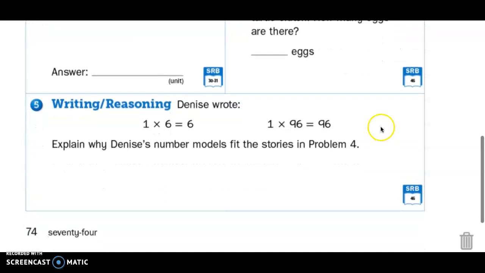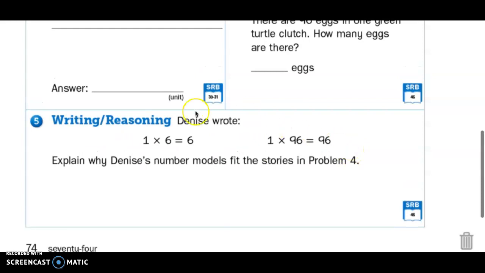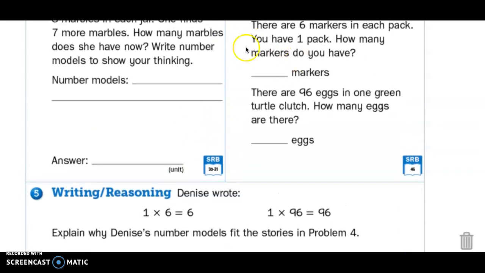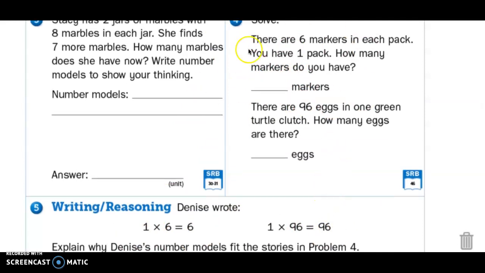Then number 5. Some of you forget to do number 5. Make sure you're completing all of your answers. It says Denise wrote 1 times 6 equals 6 and 1 times 96 equals 96. Explain why Denise's number models fit the story in problem 4. It says explain how they fit them.